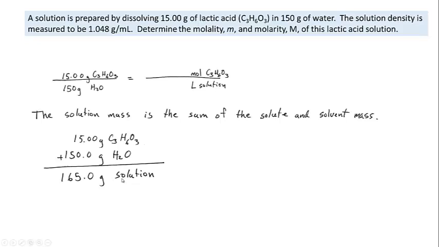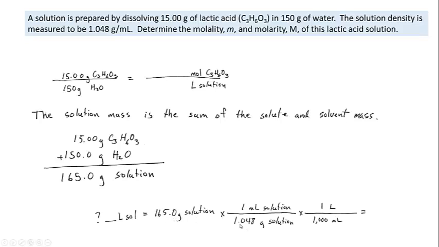We know the mass of solution, but we need the volume of the solution, and that's a density calculation. So how many liters of solution will I have in 165 grams of solution? And this is simply just a density division, 1.048 grams in 1 milliliter, and then 1,000 milliliters in a liter, and this traditional factor label problem gives us 0.157 liters.